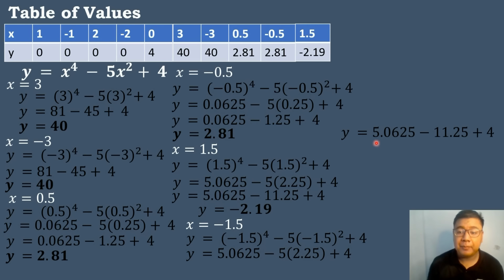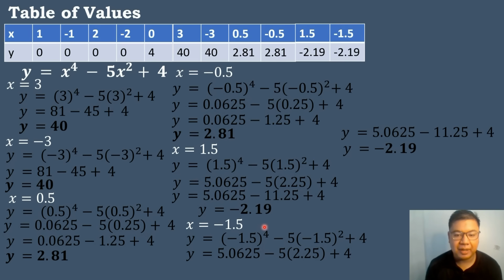And then bring down 5.0625, and the negative 5 times 2.25 is negative 11.25. Bring down 4. And then after that, we will add these numbers. So y will be equal to negative 2.19. So if x is equal to negative 1.5, then the value of y is equal to negative 2.19. So we have negative 1.5, negative 2.19.